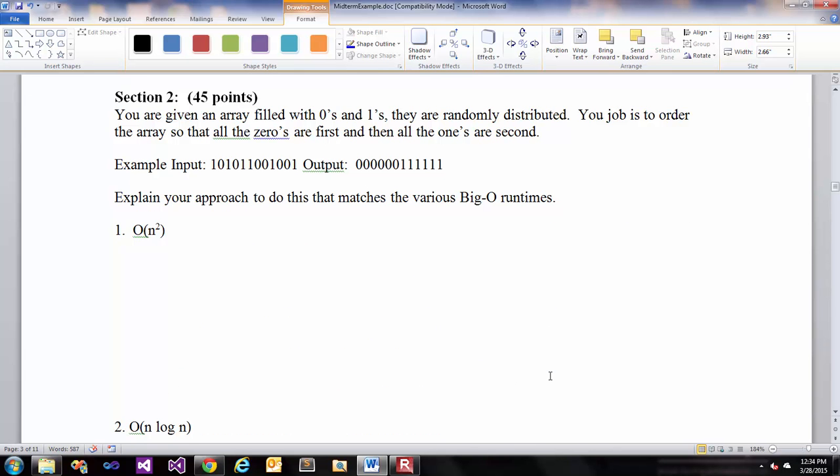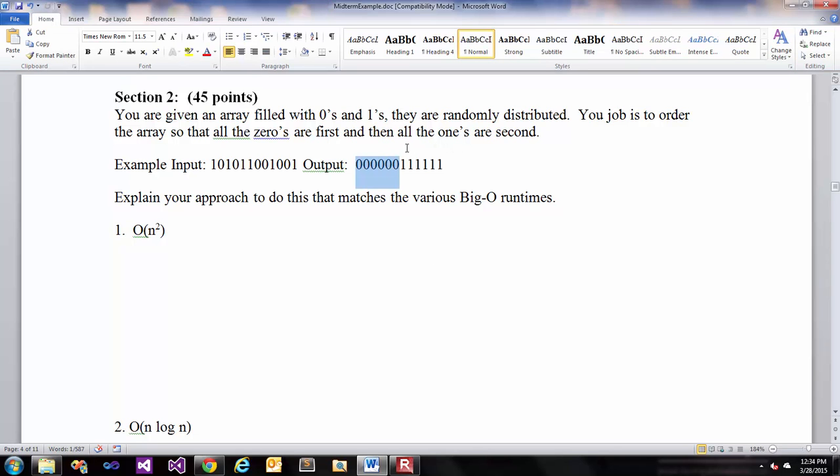Now section 2, this was a little question. You have an array randomly filled with zeros and ones. We don't know the order of the zeros or ones, nor does it matter. But your job is to order the array so that all the zeros are first and all the ones are second. So we have 1, 0, and so on. What we want to do is get all the zeros at the front and all the ones at the back.